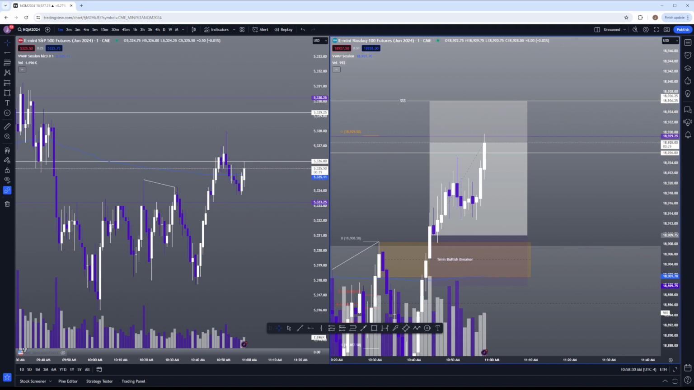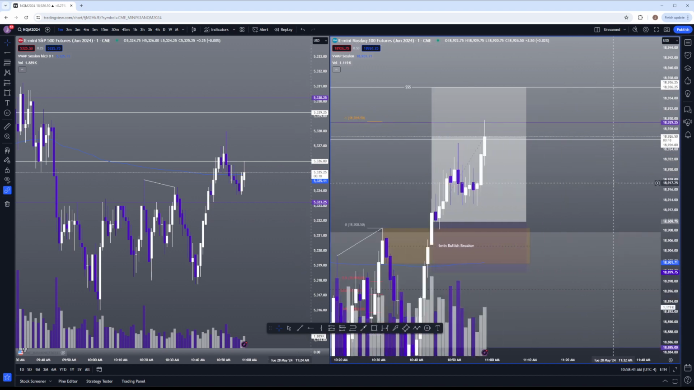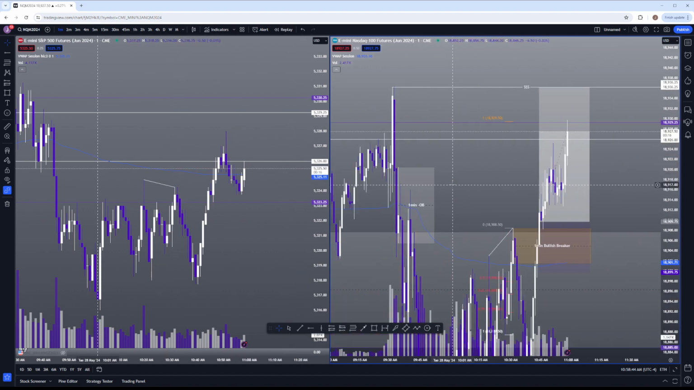So at this point, I'm just going to move my stop to break even, guys. I'm going to make this one a risk-free trade. I'm not going to let this one become a losing trade after hitting 80 ticks.